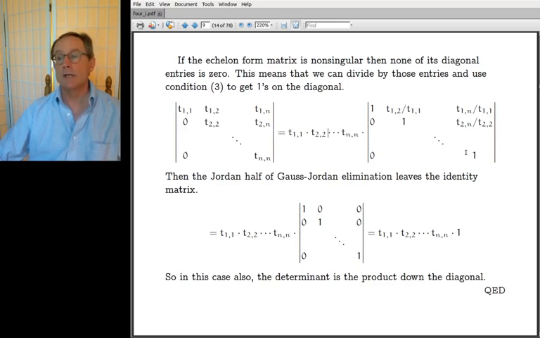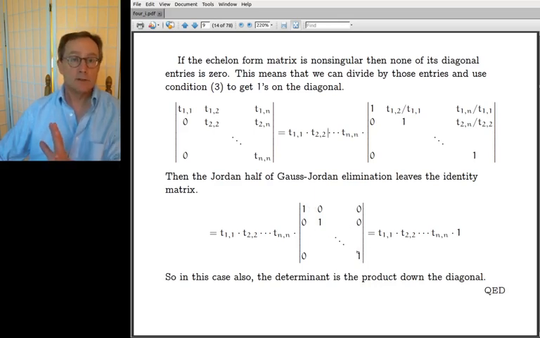Now you have ones down the diagonal. If you continue on with Gauss-Jordan elimination, you'll eliminate up. These entries will go away, and you have all zeros there. You've got the identity matrix. The determinant of this is 1. That's condition 4. And you're just looking at the product of the TIIs.